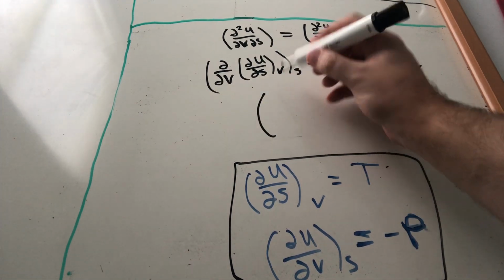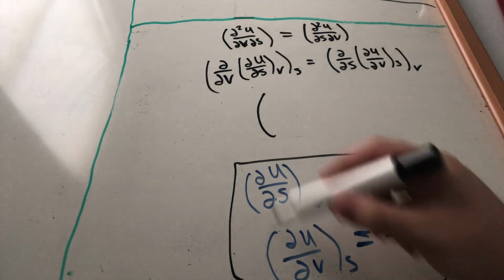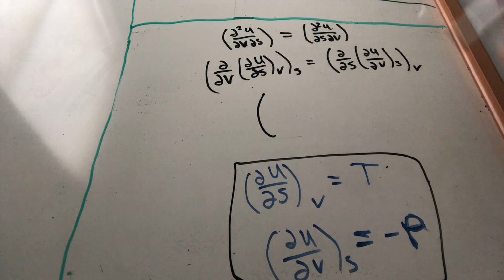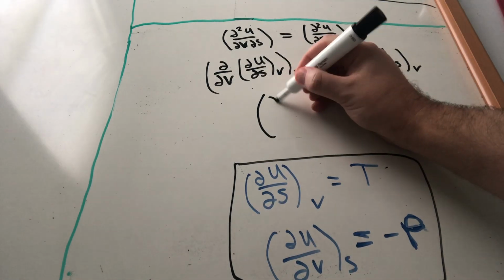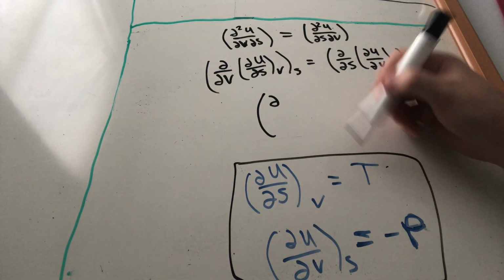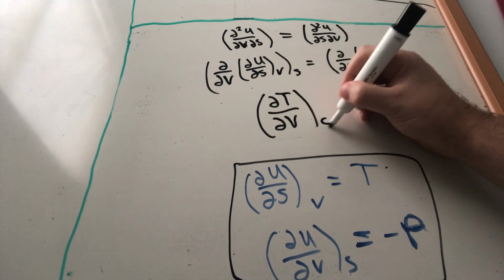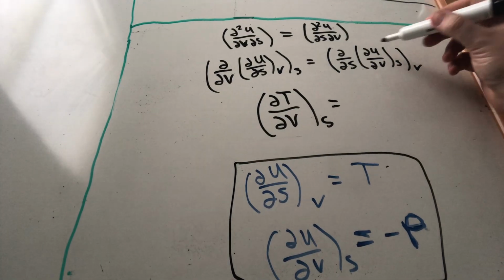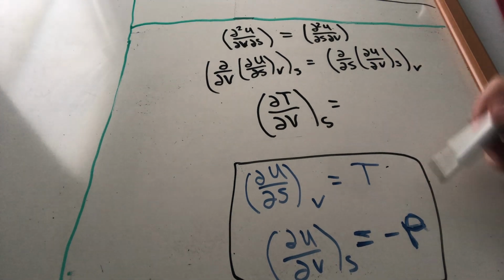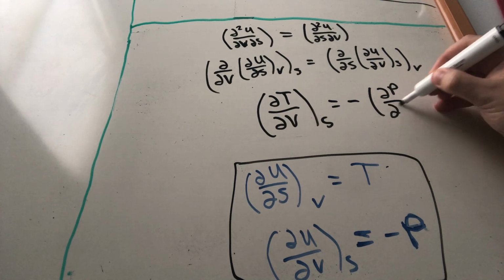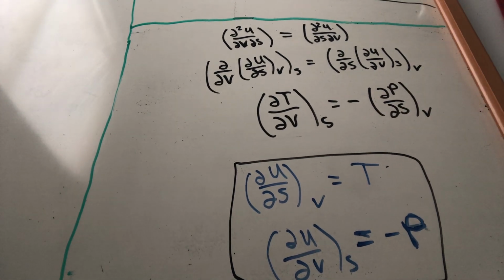So I developed the Maxwell relationship now by taking these derivative identities and substituting them into the second derivative test. So this is going to be partial T, partial V at a constant S, well, that is equal to partial U, partial V at S, oh, that's minus P, minus partial P, partial S done at a constant V.